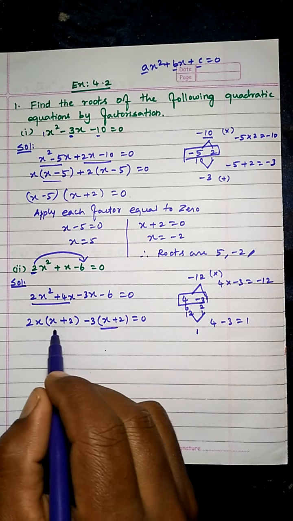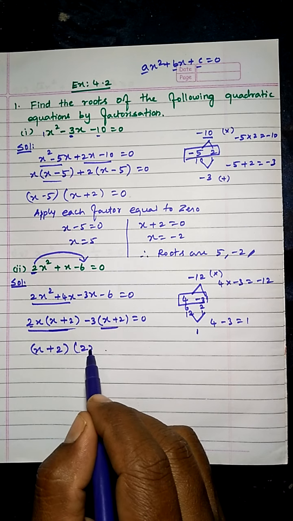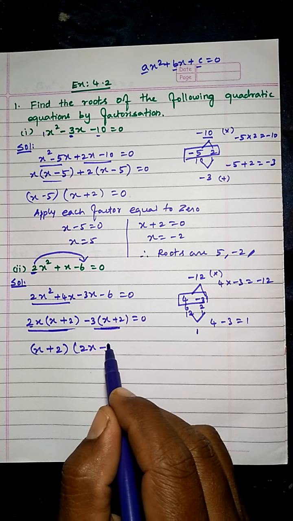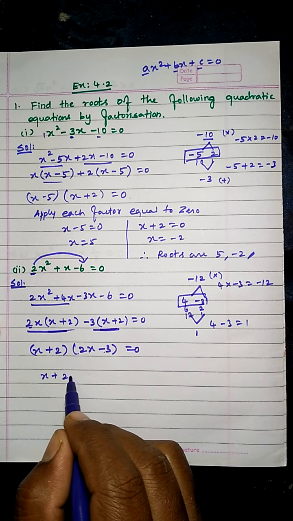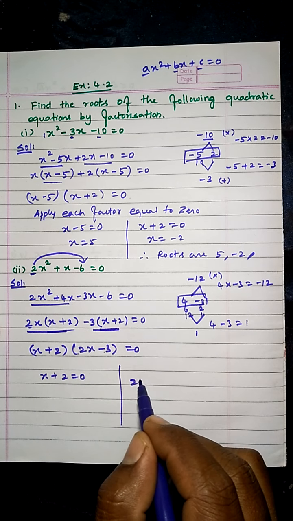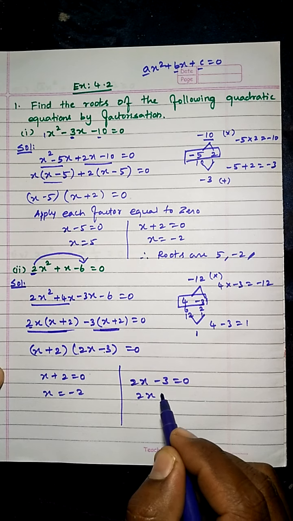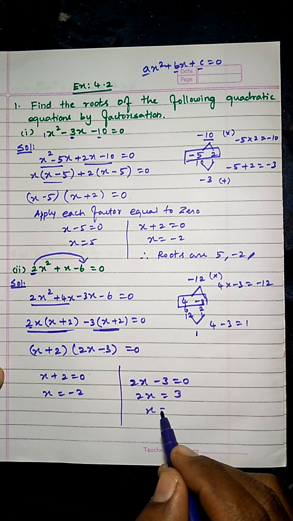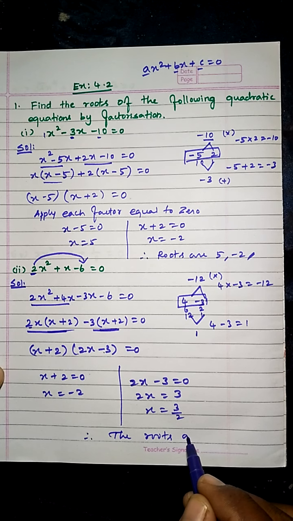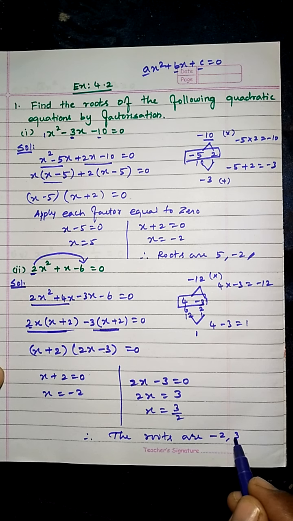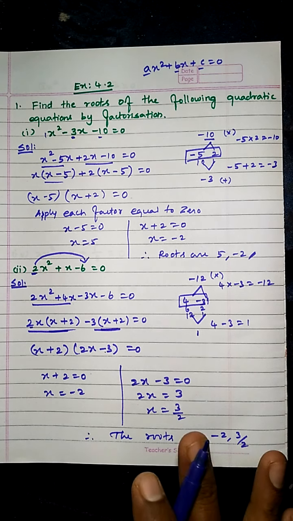Now take x plus 2 as common outside. If you take x plus 2 common outside, from this we have the remaining 2x, and the remaining minus 3, equal to 0. So apply each factor equal to 0: x plus 2 equal to 0 and 2x minus 3 equal to 0. Then your x value is minus 2, and from 2x minus 3, the opposite plus, so x equals 3 by 2. So therefore the roots are minus 2 comma 3 by 2. Hope that you understand. If any doubt, please watch the next question and you can understand. Let's move.